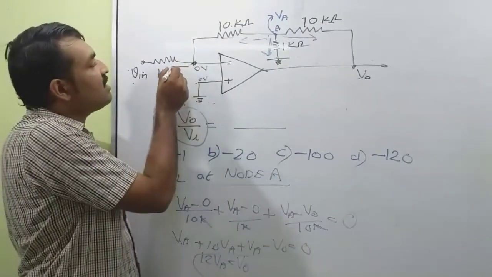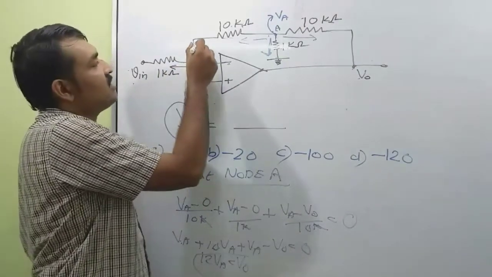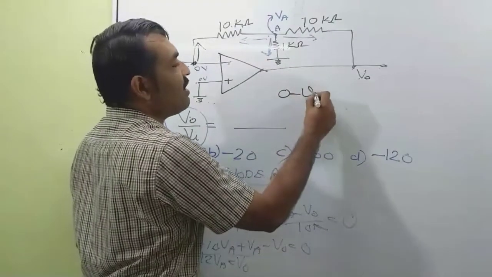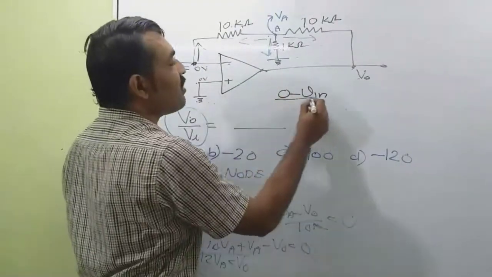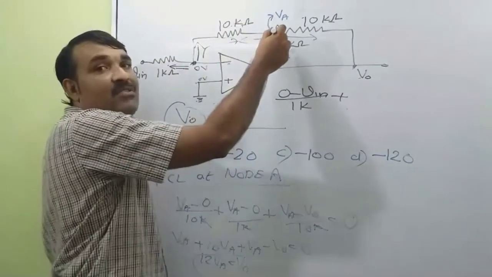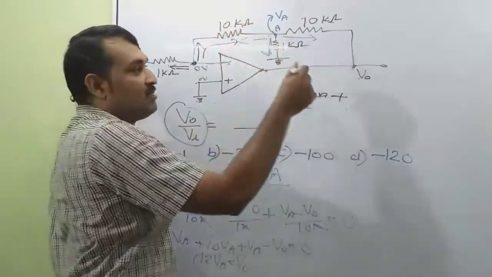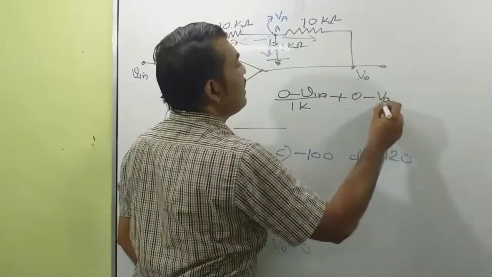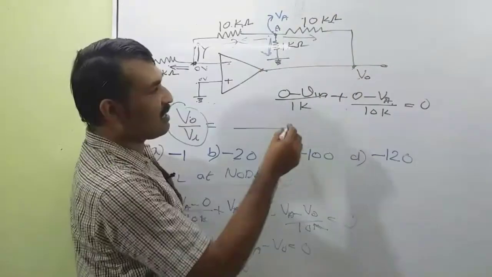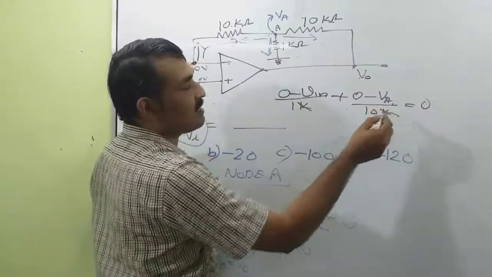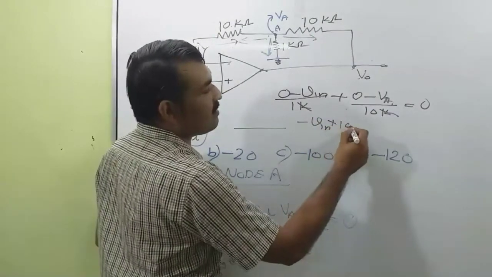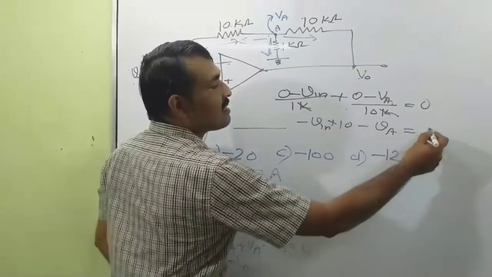So I am assuming current is leaving in this direction and leaving in this direction. So the current in this branch is equal to (0 minus V input), that is a potential difference, divided by 1K, plus the current going through this branch, that is (0 minus VA), the potential difference in this branch, divided by 10K, that is equal to 0. You can take the LCM, the K and K get cancelled. So minus Vin into 10 minus VA is equal to 0.